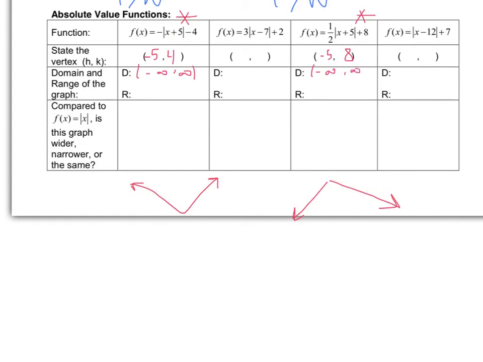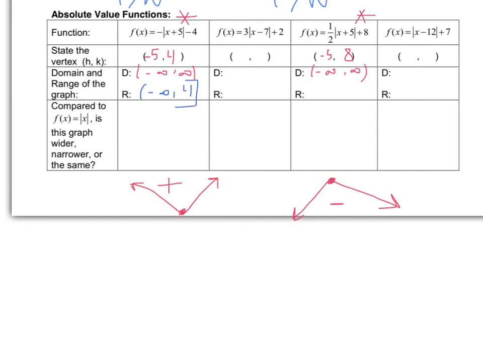Now for the range, it depends. Is it opening up? If it's a +1, it's going to be opening up, starting with the vertex and going up to plus infinity. If it's reflected because it's a negative function, then it's going to start from the y of the vertex and go down to -infinity. Since this one is negative, it's being reflected across the x-axis. So the range is going to be -infinity to the y of the vertex, which is 4.